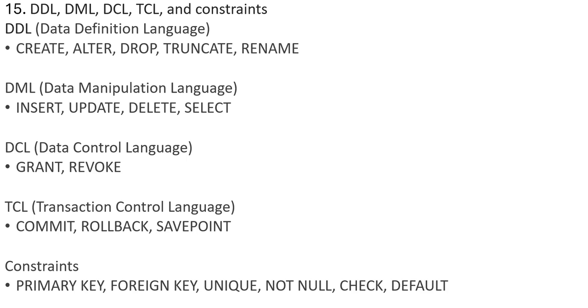And the constraints. There are different kinds of constraints. First is primary key. Primary key means it contains a unique value and not null. Foreign key is basically a reference to the primary key.